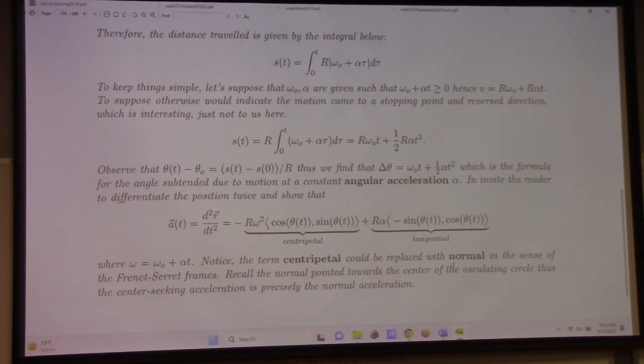And then over here, r alpha is the tangential acceleration, which makes sense because angular acceleration alpha times r gives you the rate of change in the speed along the path. If the angular acceleration is 0, the speed's not changing. It's just constant speed circular motion.